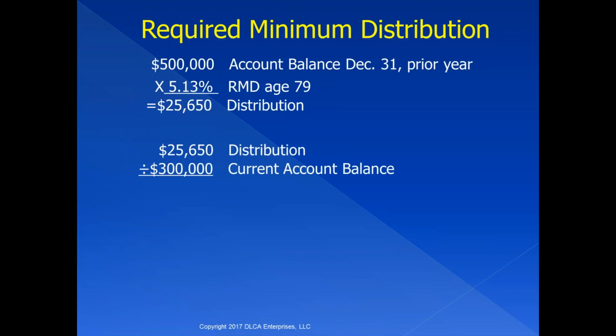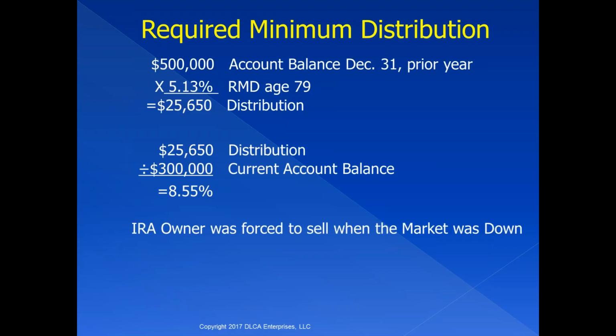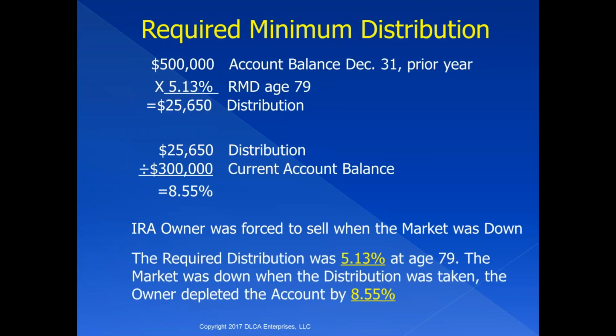Remember, the market dropped to $300,000. So the RMD was based on $500,000, but when they finally got around to taking out that distribution in '08, there was only $300,000 left. So guess what happened? Instead of having to take out 5.13%, they actually wound up taking out 8.55%, and this account is now dropping fast. So what happened? The IRA owner was forced to sell via RMDs when the market was down. They sold securities at a low price. The required distribution should have been 5.13% at age 79, but because the market was down when the distribution was taken, the owner depleted the account by 8.55%.